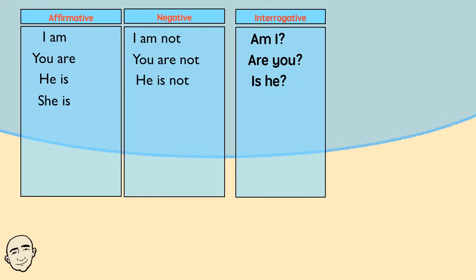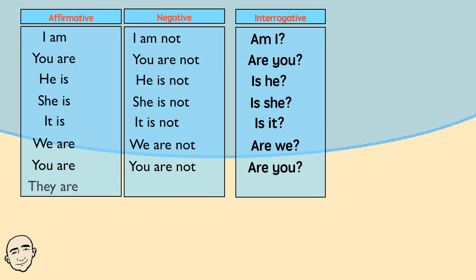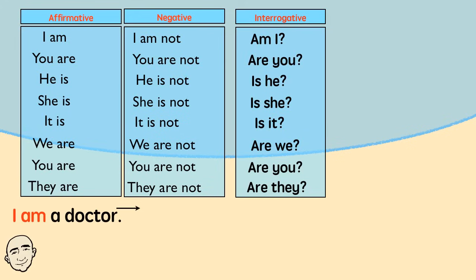Is he? She is. She is not. Is she? It is. It is not. Is it? We are. We are not. Are we? You are. You are not. Are you? They are. They are not. Are they?